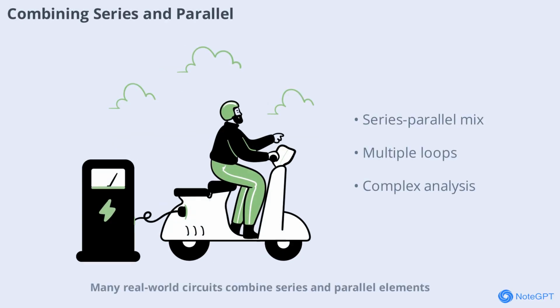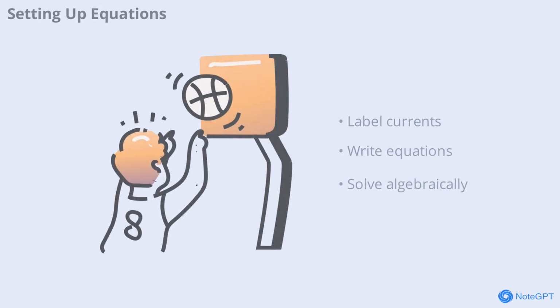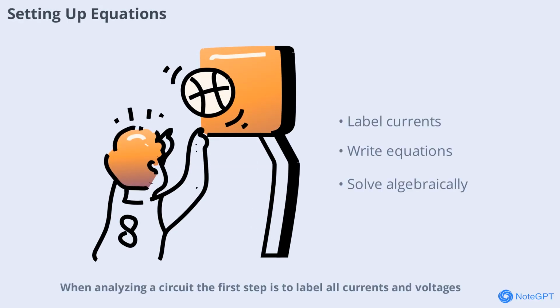Many real-world circuits combine series and parallel elements. By applying both KCL and KVL, we can analyze these more complex circuits. For example, a circuit might have a series connection feeding into two parallel branches. Using Kirchhoff's laws, we can write equations for each loop and junction, making it possible to solve for all unknown currents and voltages.